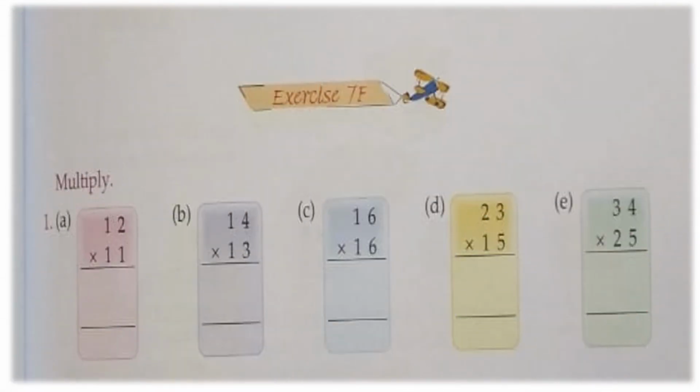Now children, we are going to start exercise 7F. Okay. Now you can see here what we can do. 2-digit numbers are given, 12 multiplied by 11. Now always you have to start first with the number at the ones place. Multiply the numbers with the ones place first. So you can see 12 with 1. So 1 2s are 2 and again 1 1s are 1.